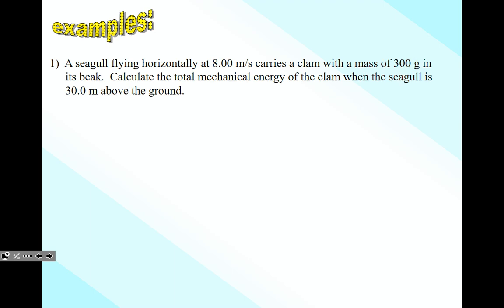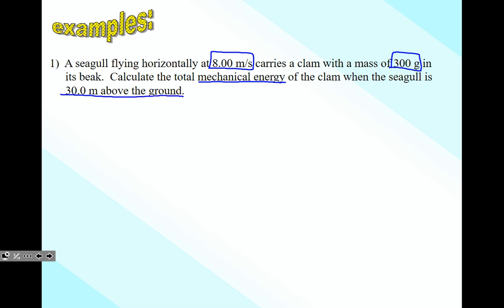So a seagull flying horizontally at 8 meters per second carries a clam with a mass of 300 grams in its beak. Calculate the total mechanical energy of the clam when the seagull is 3 meters above the ground. So let's unpack the question. It's moving at 8 meters per second, we know that's our speed. That's our mass of the clam.